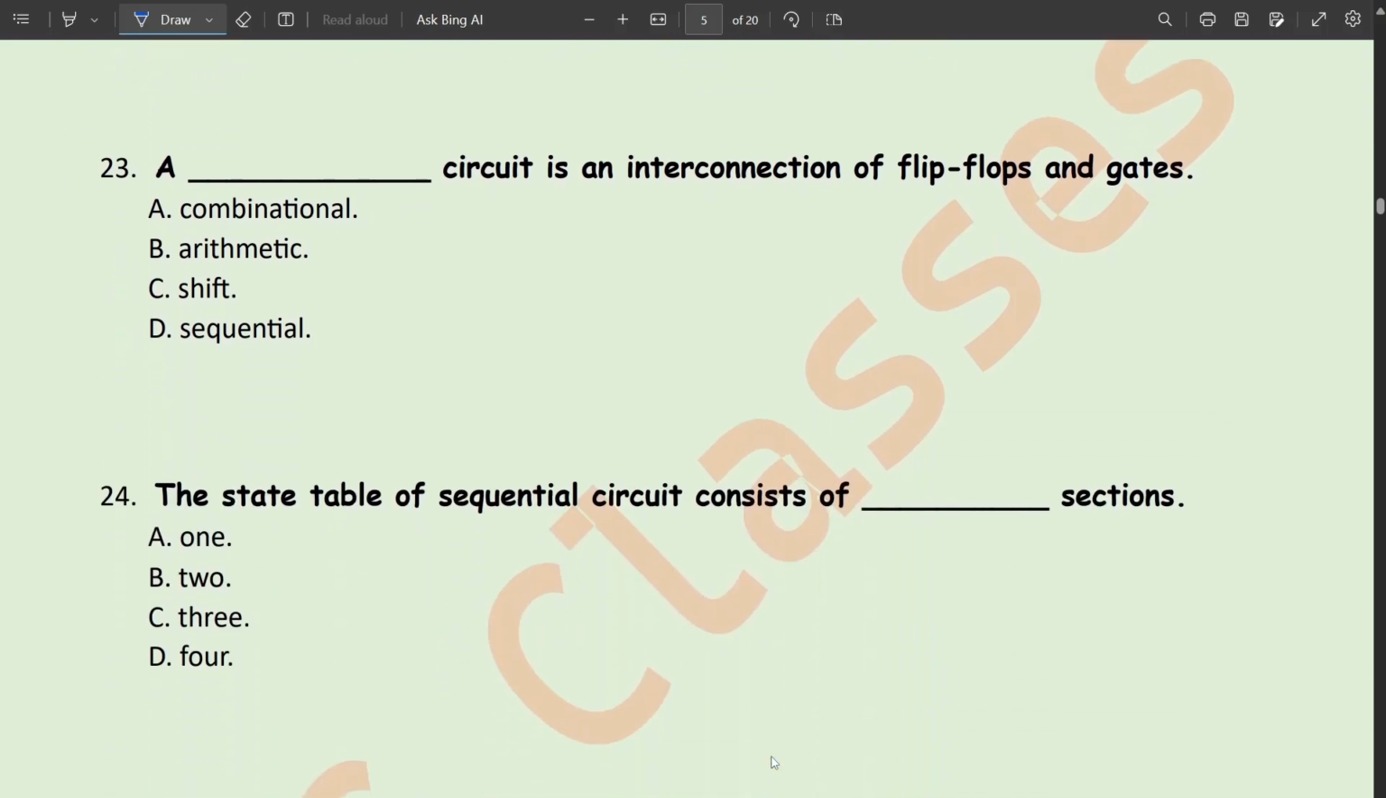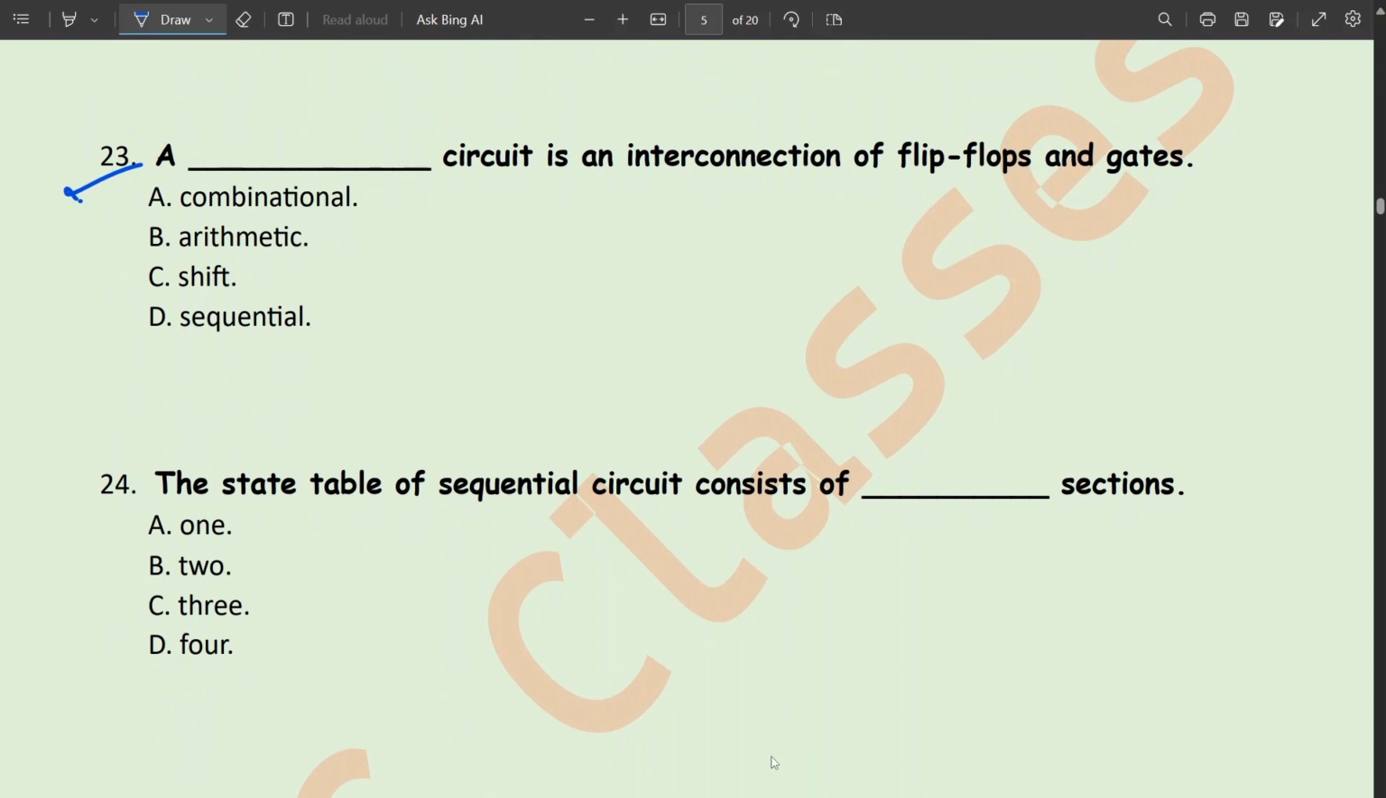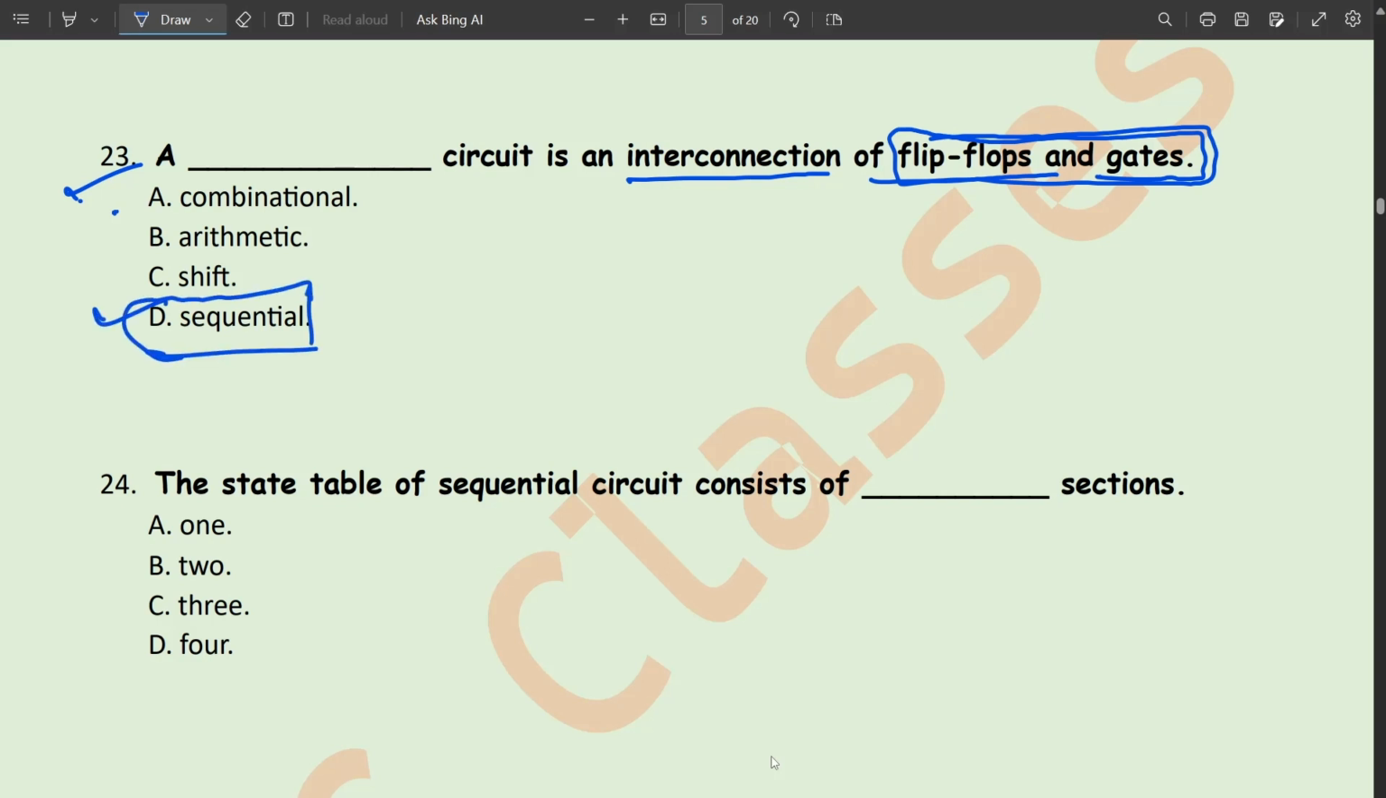Next. A circuit is an interconnection of flip-flops and gates. The answer will be, you see, the first option is combinational, second arithmetic, third shift, and fourth is sequential. So the answer will be option D, sequential. This was the first question in the previous video.